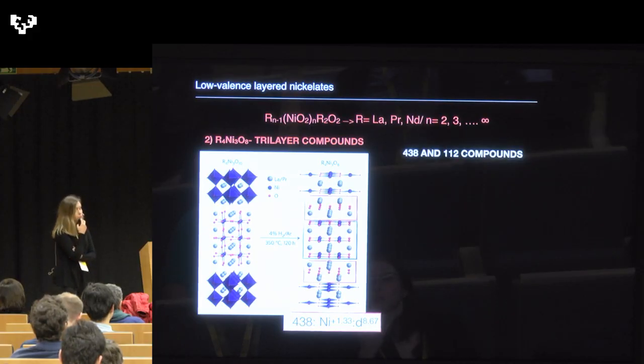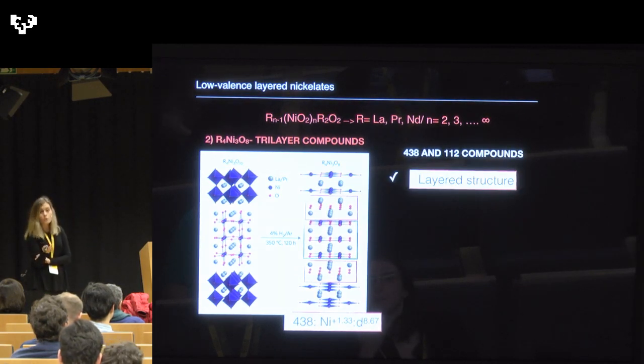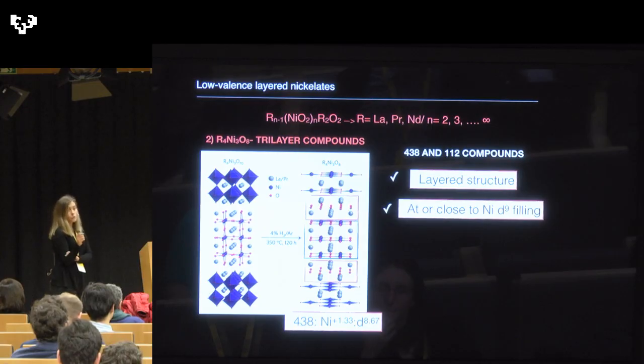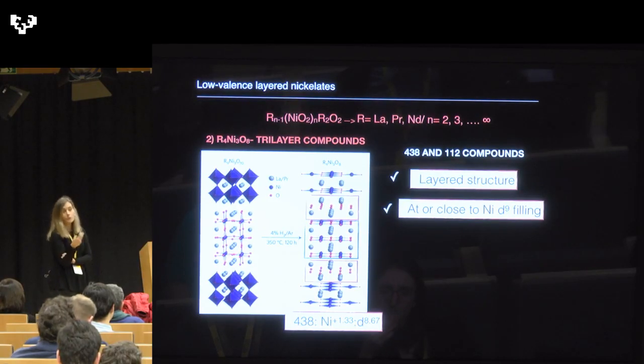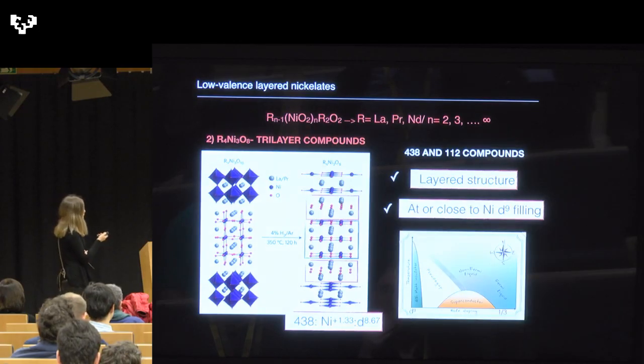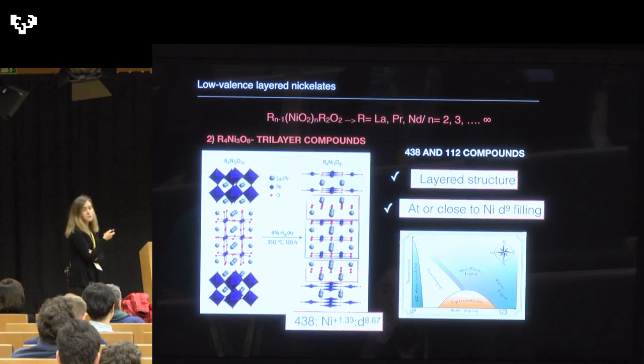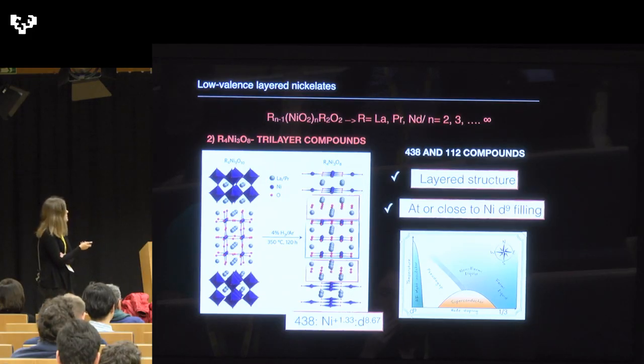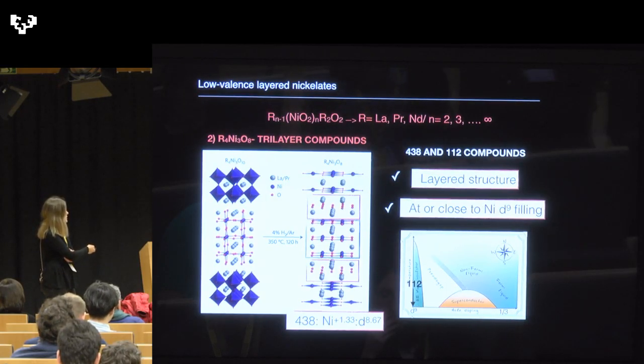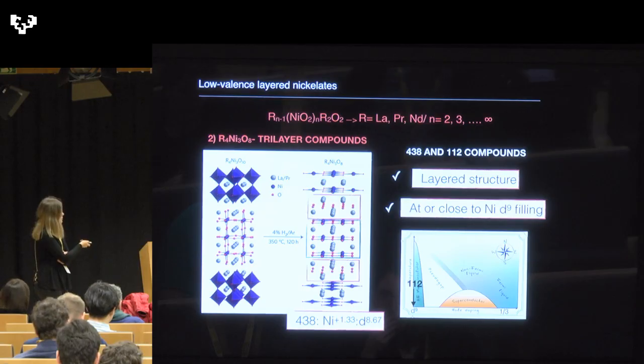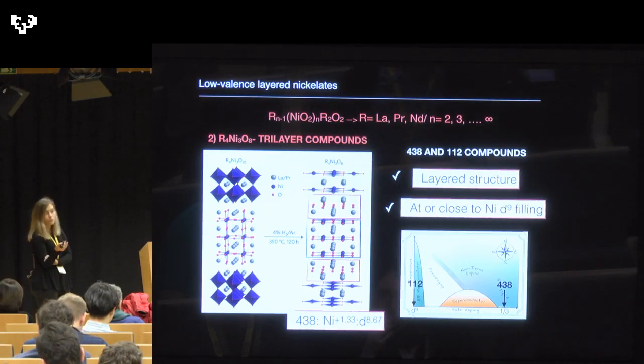Now, the main message to get from here is that both the 438 and the 112 compounds have a layered structure to begin with, a square planar environment for the nickel, and that they are precisely at or very close to d9 filling. If you remember, these were my first 2 key ingredients. One can actually try to directly translate these 2 fillings back into the cuprate phase diagram. If you do that, the 112 materials will fall out here at the corner of the phase diagram, where you would be expecting an antiferromagnetic Mott insulator. The 438 materials will fall out here, well into the overdoped regime, where you should be finding a metal. And we'll see if that's what we find.